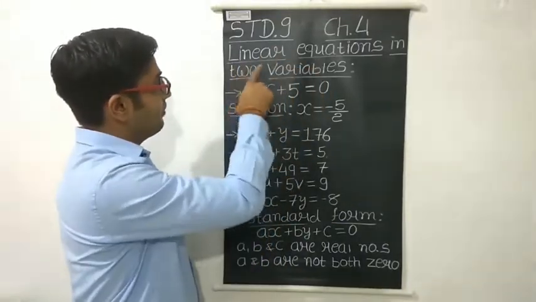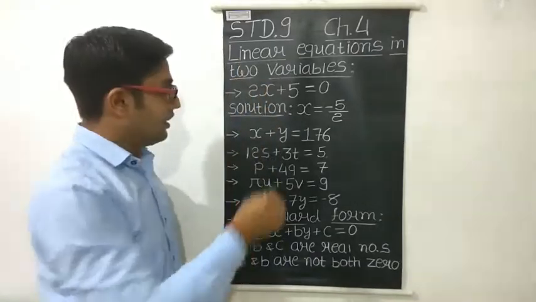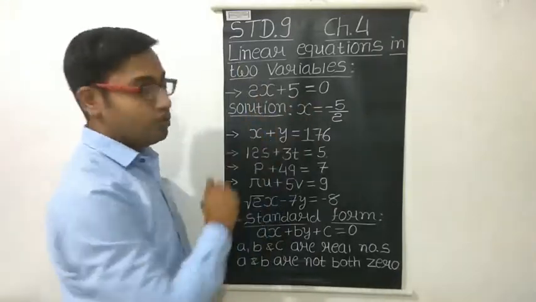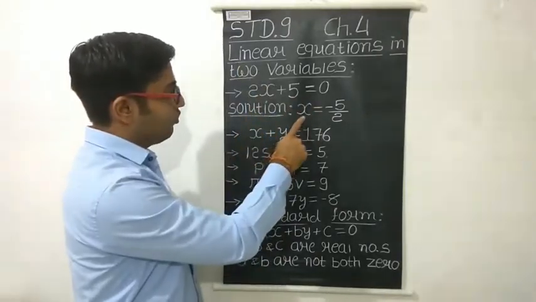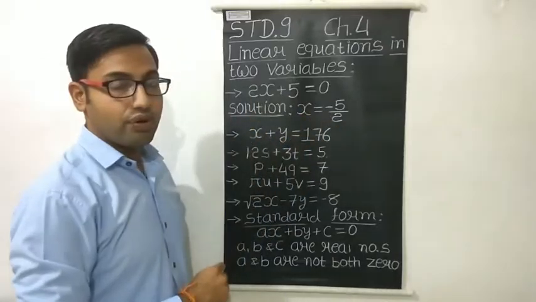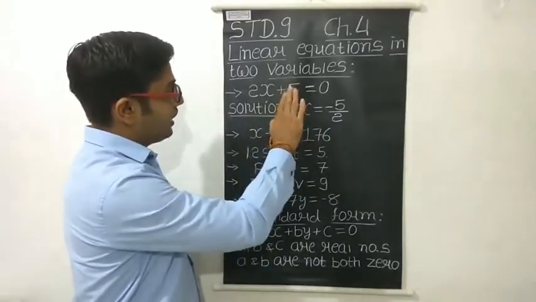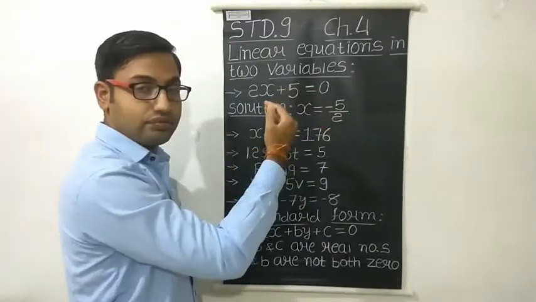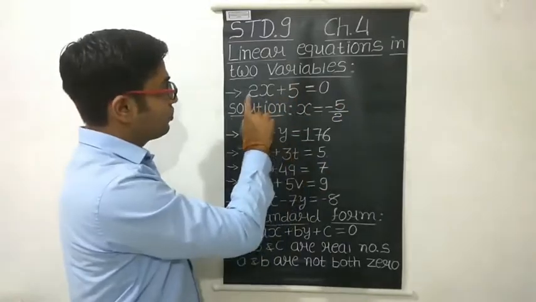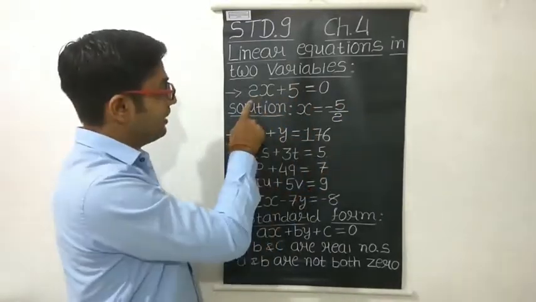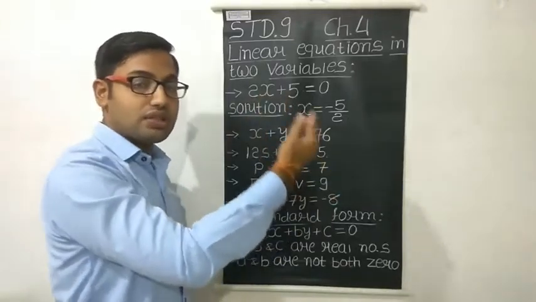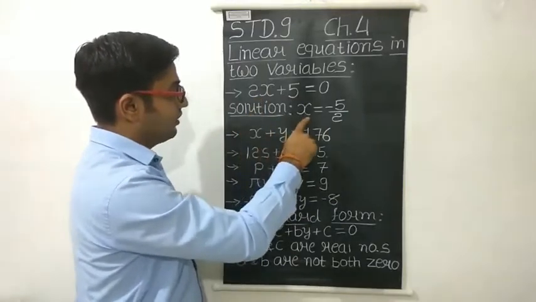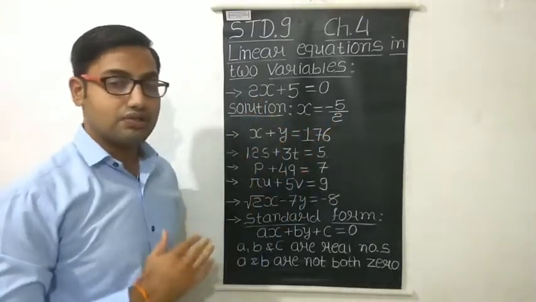Now in this chapter we have to study two variables. Here there is only one variable. Whenever we find the solution of this, what do we get? The value of x is equal to minus 5 on 2. Why? When we take this 5 to the right hand side, it will be added with the 0. So 0 minus 5, because plus 5 becomes minus. So 2x is equal to minus 5. When we take this 2 to the right hand side, it goes in the denominator with the 5. That is why the solution we get here, the value of x, is equal to minus 5 on 2.